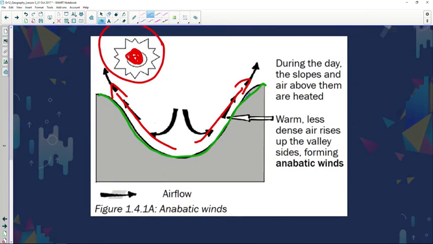Now, this is through the process of conduction. Conduction, you've learned in grade 10, is the heating of the atmosphere. Basically, the surface of the earth warms up. And as the air moves over it, what happens? It warms up the air. And because the air is being warmed up, what happens to the air? It starts to rise.